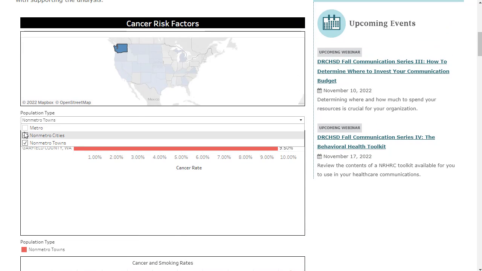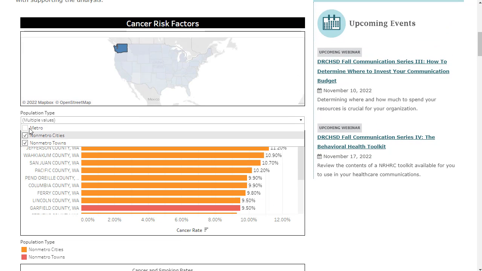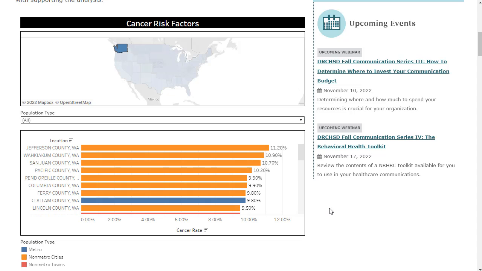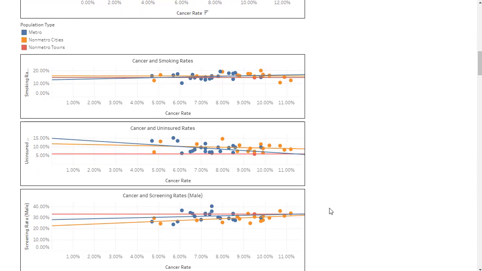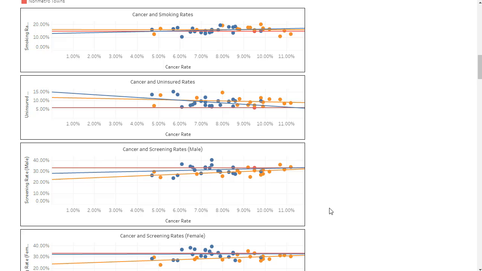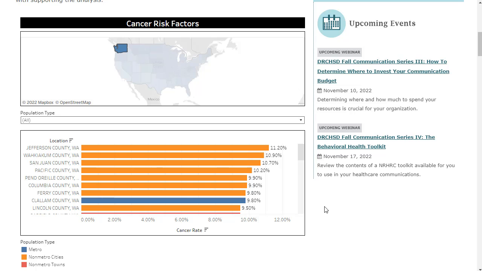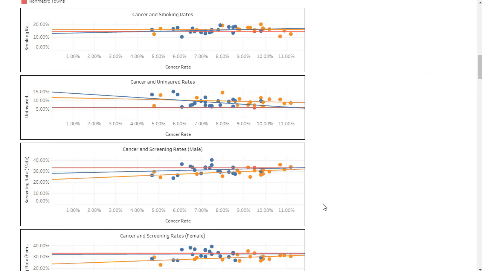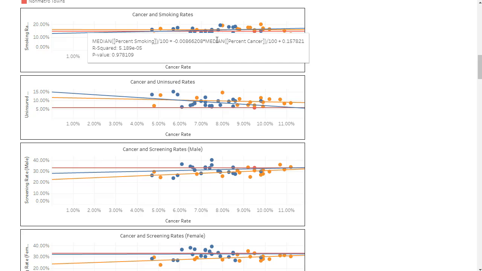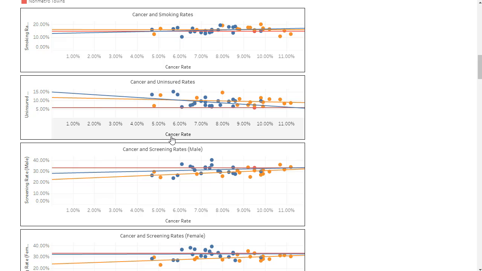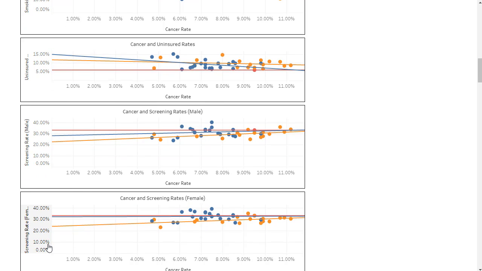But we can also bring these back in by clicking on the checkboxes one more time to select them all. So now we have all the data in here, and if we take a look down here at these scatter plots, we can see again we have the data filtered for only the state of Washington. For the state of Washington we can see the cancer rate versus the smoking rate, looking for relationships there, the cancer rate and the uninsured rate, cancer rate and the screening rate for males, and the cancer rate and the screening rate for females.